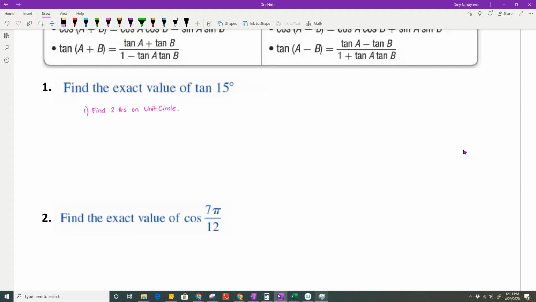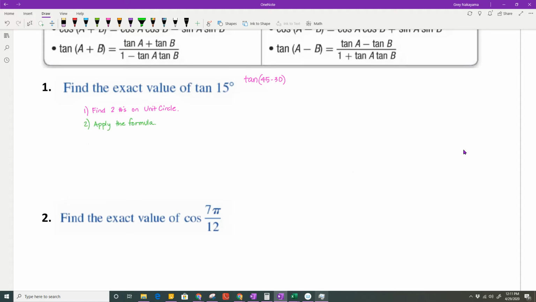Most importantly, y'all, there is more than one way to do this. There are more than two numbers that can subtract to give you 15. The ones I choose, if I can find any in the first quadrant, those are the easiest ones to use. So I'm going to start off with tangent of 45 minus 30, because 45 minus 30 is 15.